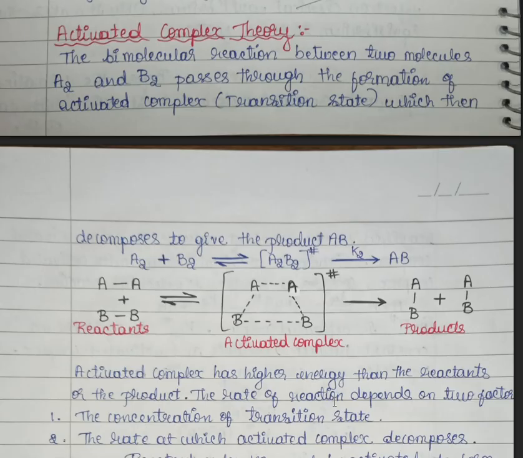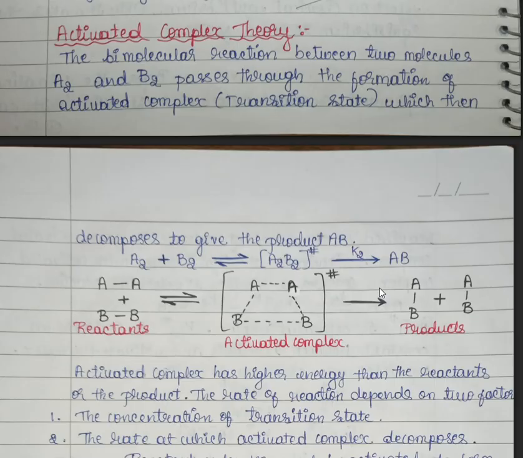In the activated complex theory, for the explanation's sake, we are considering A2 and B2 as the reactants. So you can see the reactants AA, BB will form an activated complex AABB‡. After the formation of the activated complex, it will form the products AB plus AB. The formation of the activated complex is actually a reversible process. After the activated complex, we have K2 as the rate constant.